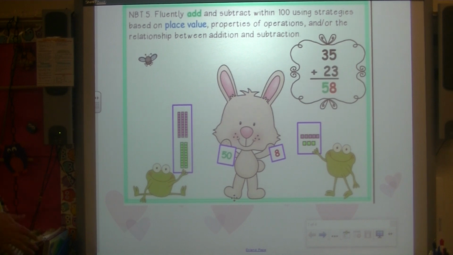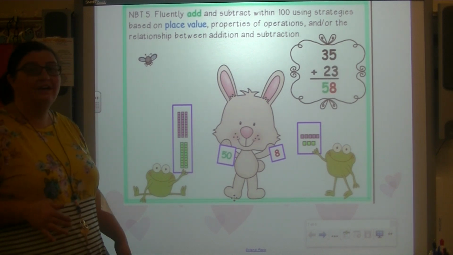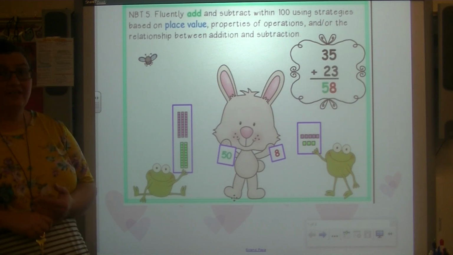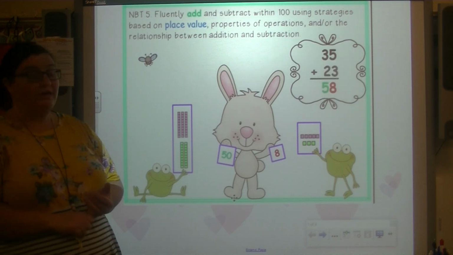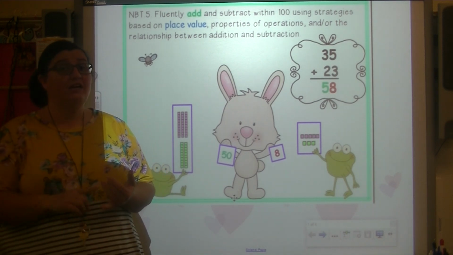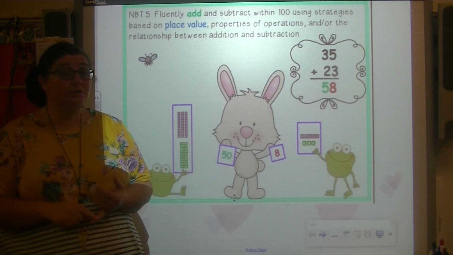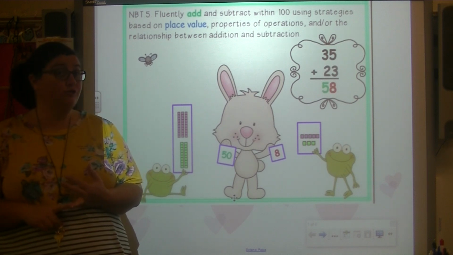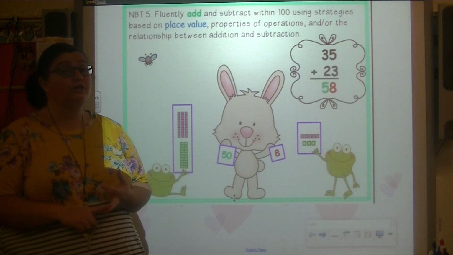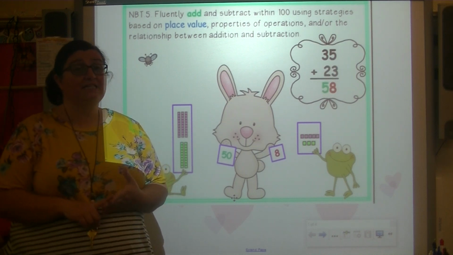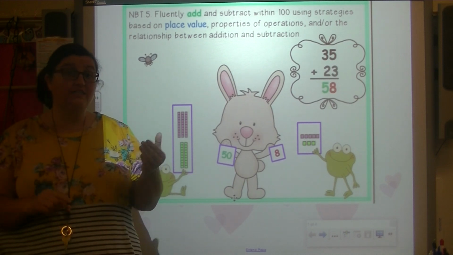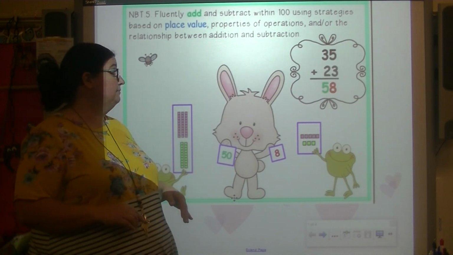Okay guys, we're going to continue to practice addition this week without regrouping. Don't forget that you need to practice skip counting. So make sure you go in and skip count. Count by 1s to 120. Count by 2s to 120. 5s to 120. Count by 10s to 120. And then count by 100s to 1,000.